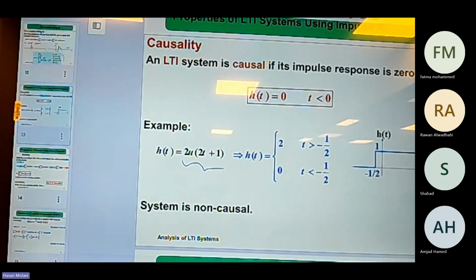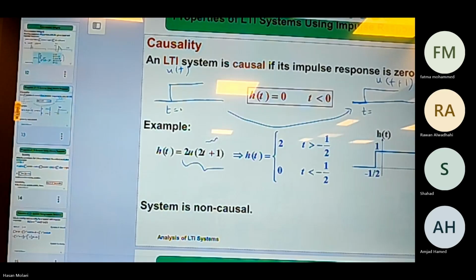If this one is causal, we should find u(2t+1). You know u(t). How do you find u(2t+1)? I'm just trying to review them to make sure you master this. At first, we should do what? u(t+1), in fact.